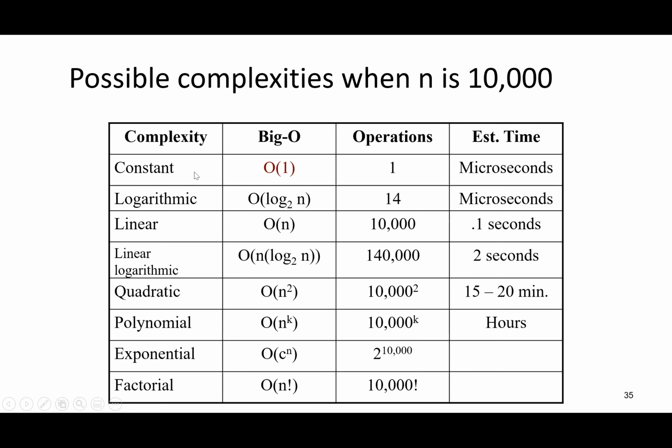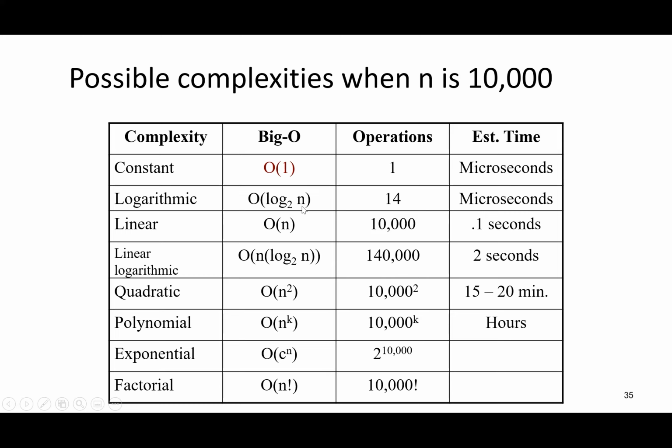So the complexity here is constant. Let's say here in this table, the n size we are talking about is 10,000. Let's say the data that you want to process is 10,000, right? So if your big O is constant, order of 1, operation, of course, we consider it as 1. It's very fast, microsecond, to run the algorithm.